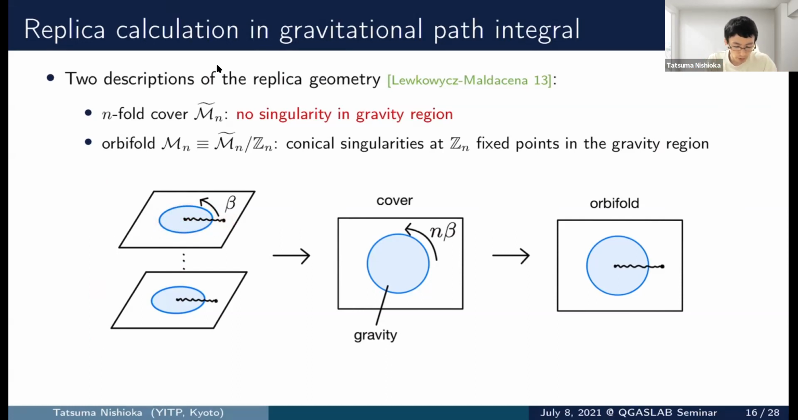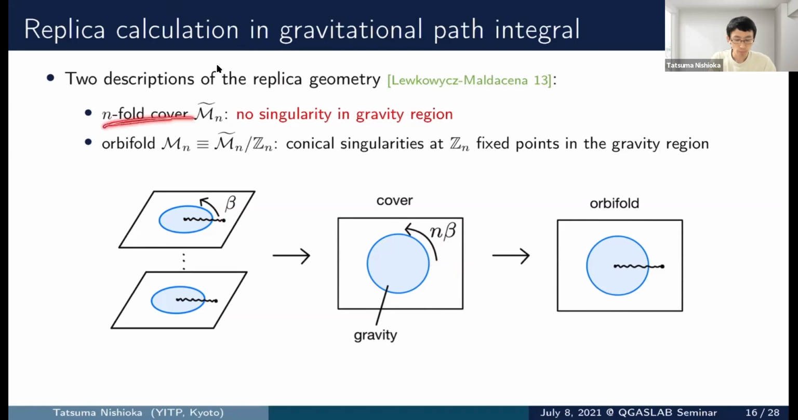After changing the coordinates, you end up with something like this. This is still the n-fold cover. Originally you have some periodicity beta along this circle, but in this picture you glue n copies of them, so the periodicity becomes n times beta. And in the gravity region there is no singularity. Actually, I think we should still have a singularity at this point, but I don't write it explicitly.